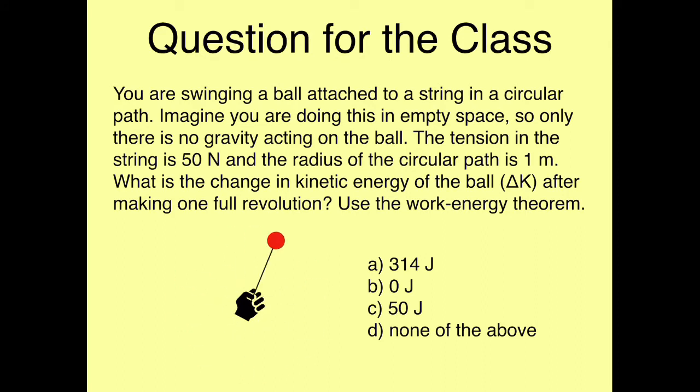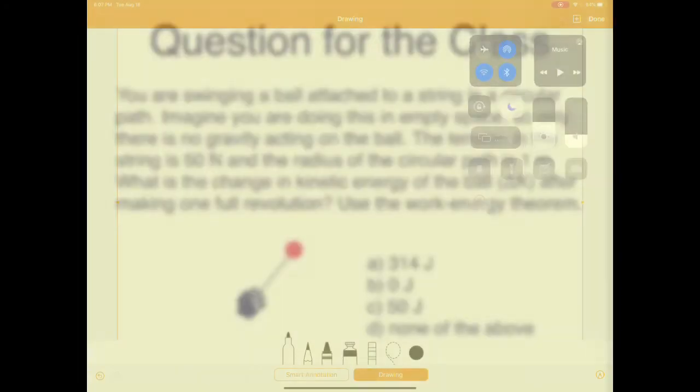We're just swinging this ball, and there's a constant tension in the string, but otherwise there's no other force acting on the ball because there's no gravity or anything like that. So what's the answer? What's the change in kinetic energy? Use the work energy theorem to try to figure this out. So pause the video, see if you can come up with your answer, and once you think you have it, come back to the video and we'll talk it over.